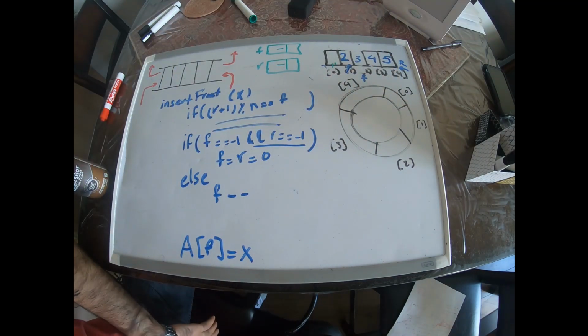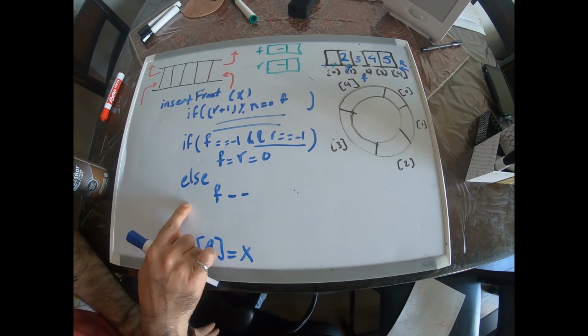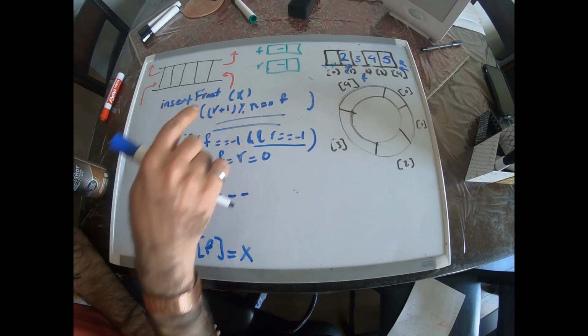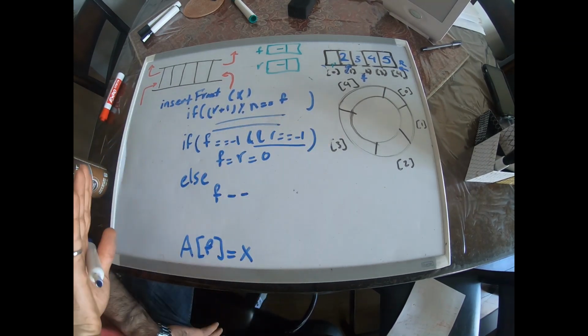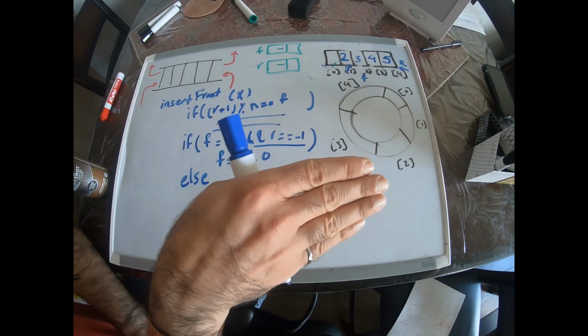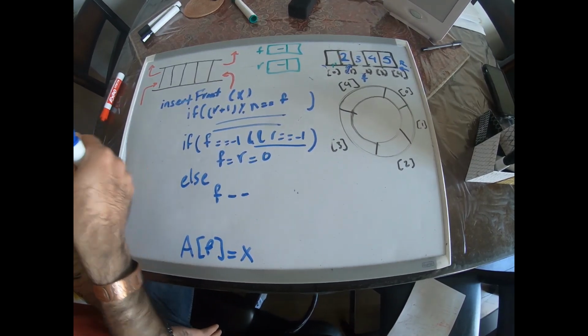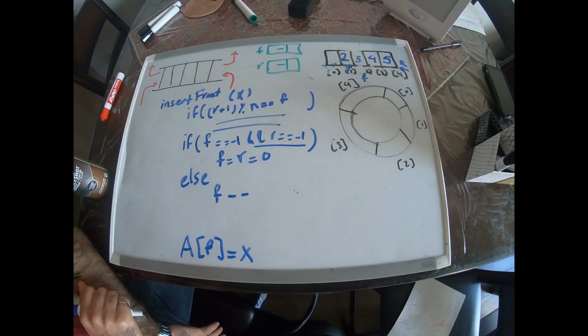Okay, so that's what we want to do, right? So this is how we can insert. You remember I said that when you want to insert from the rear, you increment rear, you move rear towards the right. When you want to insert from the front, you move the front to the left. Okay, but can this cause any problem for us?